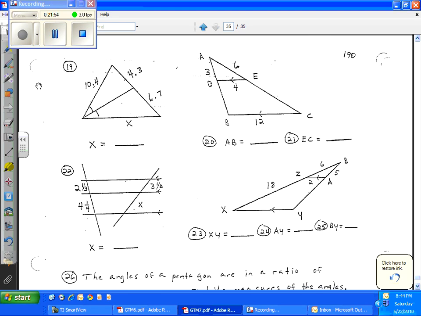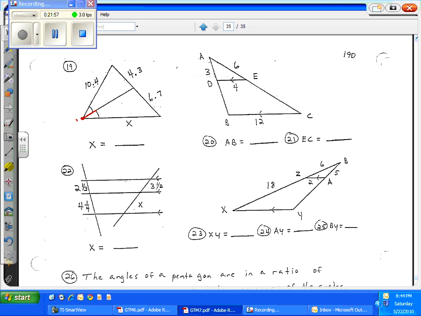Number 19. What we have is the bisector of an angle. We have a ray that bisects an angle. A ray that bisects an angle of a triangle divides its side into two segments proportional to the other two sides. Now when we set up that proportion, we're just going to not crisscross, and so the pieces of that side that was hit by the angle bisector are proportional to the other two sides of the triangle.